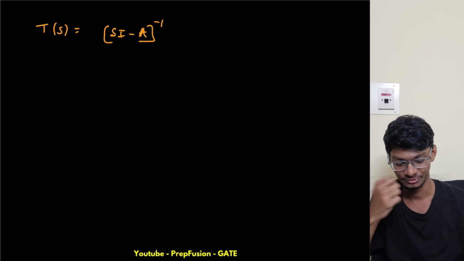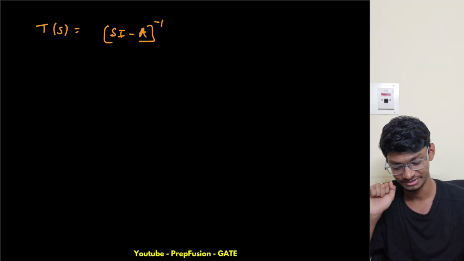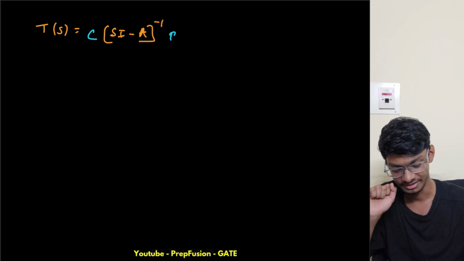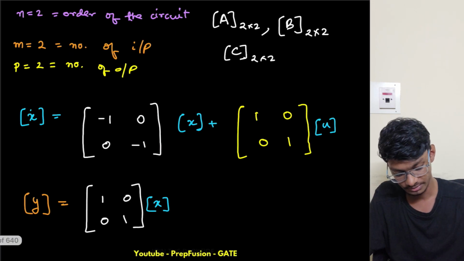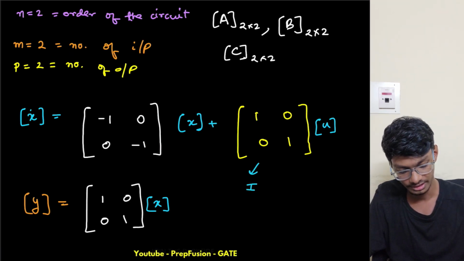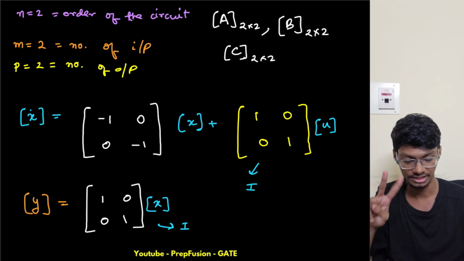Now you will scold me: sir, why are you telling this? We know that C is over here and B is over here. We don't forget, okay, easy to remember. So this is C times (sI minus A) inverse. This is simple only because this is an identity matrix and this is also an identity matrix.